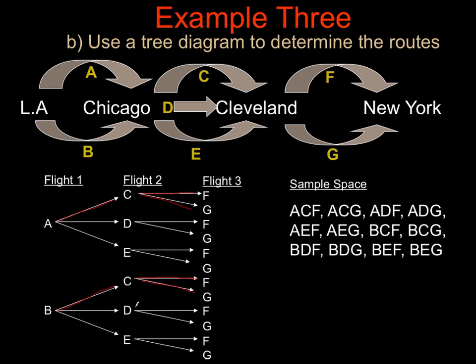And if we look at the sample space, it's created by following each pathway of arrows. So A to C to F becomes our first one. And then A to C to G becomes our second one. Well, and that's all the ones that start AC. So we move on, go AD to F. So ADF, and then ADG, AEF, AEG, BCF, BCG, BDF, BDG, BEF, and finally BEG. And you can see our 12 sample points here.